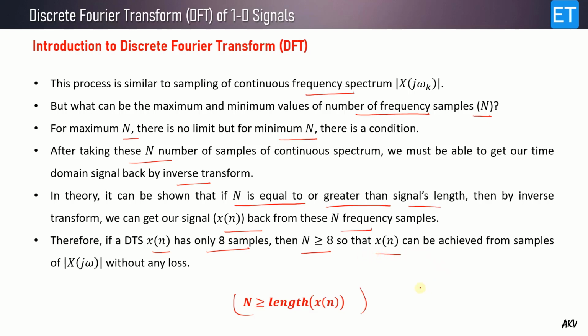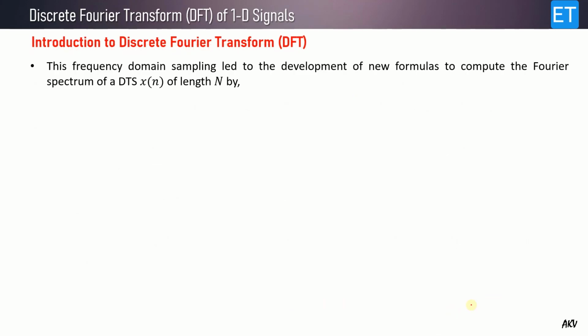If you take a number of samples less than the length of x[n], then what will happen? Obviously, when you take the inverse transform, you will not be able to achieve your signal back. So, now let us see how the DFT actually evolved.